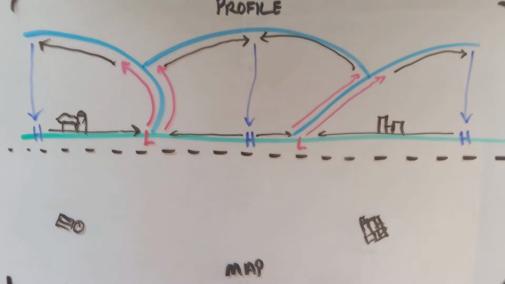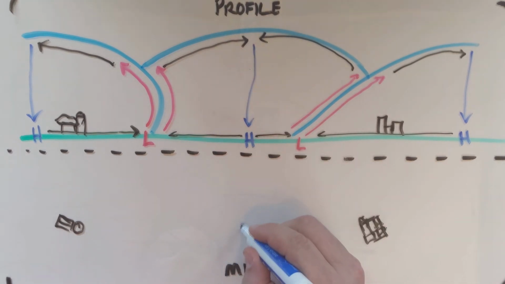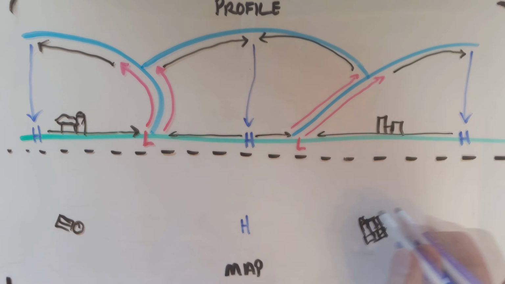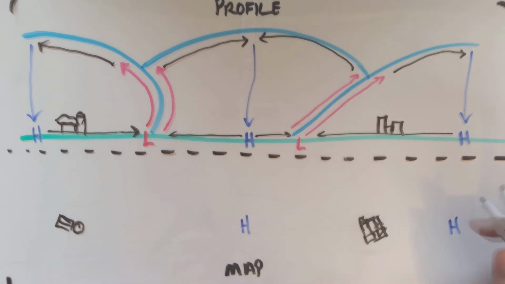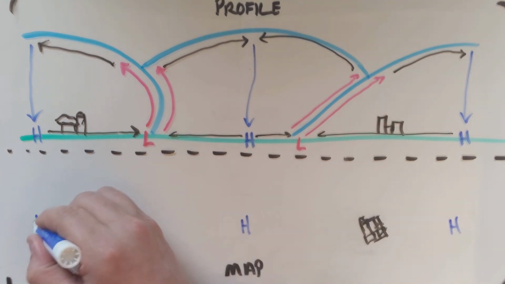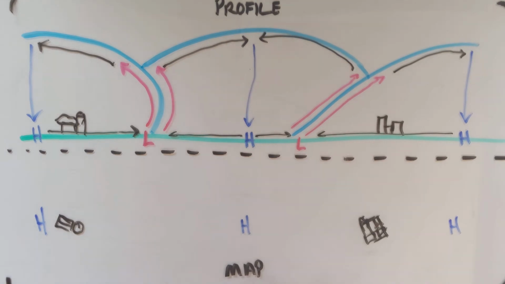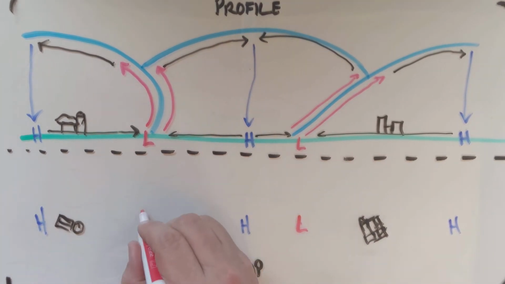The first thing we need to do is place on our map where the highs and lows are. So I'm going to put the high right here, same spot, and a high over here, same spot, and a high over here, same spot. We're going to also add in the lows. So there's going to be a low here and a low here.